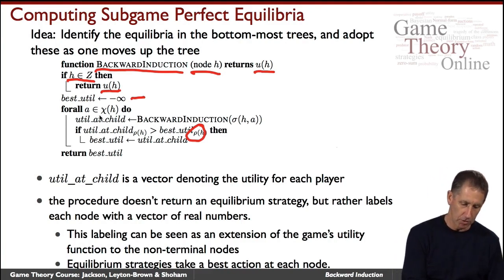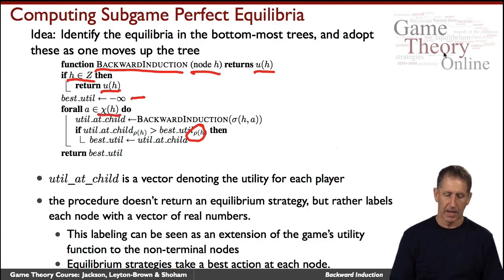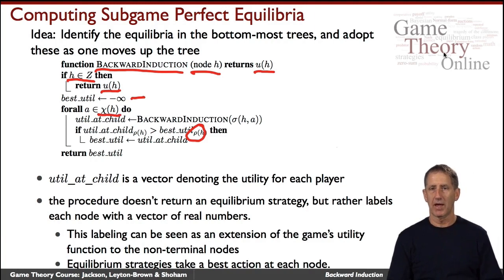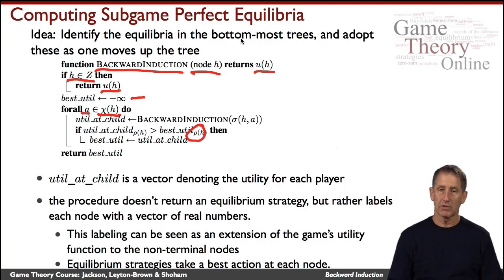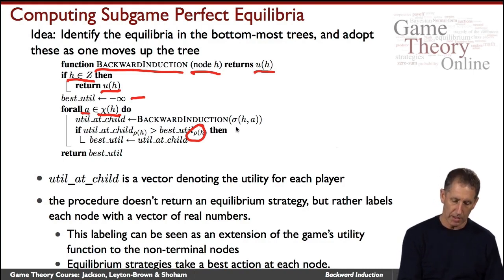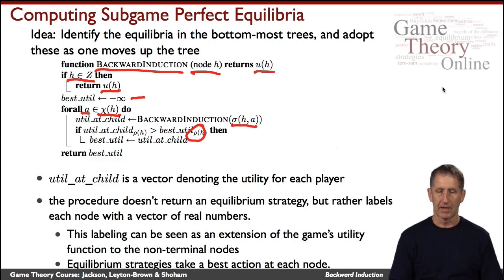And then we do the following. We will look at all the actions available at that node. So chi of H is the set of all actions available at that node. A would be an example of such an action. We'll take each action in turn, one at a time, and do the following. We will look at the child you reach by taking action A at that node H. That's called sigma H of A. So sigma of H of A is simply another node, one of the children of node H, that you arrive at by taking that particular action A.